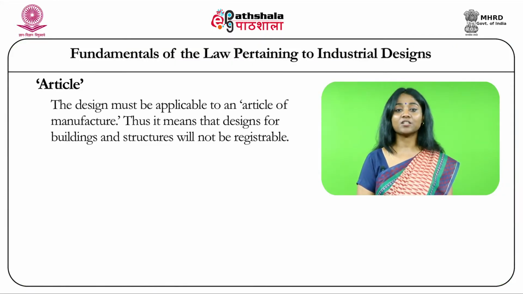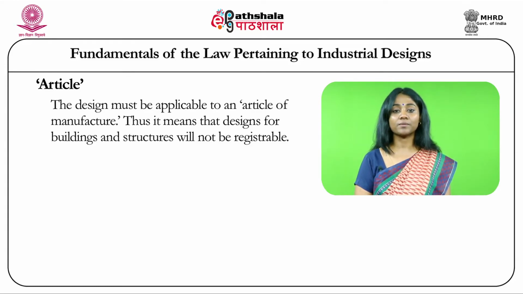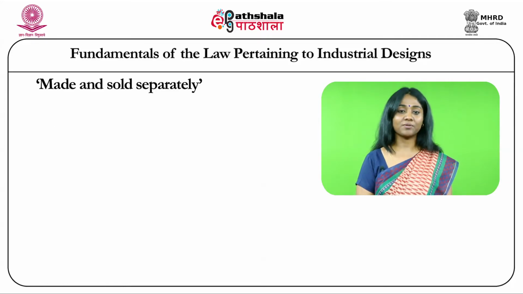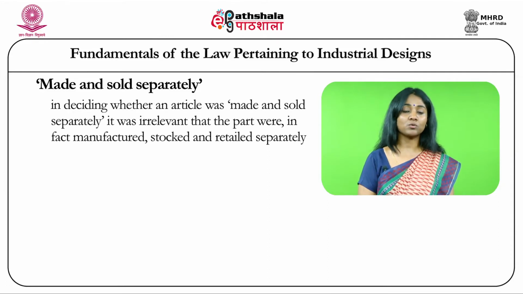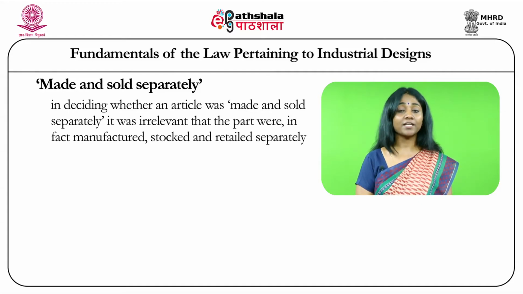Let's begin with the term article. The design must be applicable to an article of manufacture. Thus, it means that designs for buildings and structures will not be registrable. Secondly, made and sold separately. In deciding whether an article was made and sold separately, it has been understood that it is irrelevant that the part were in fact manufactured, stocked and retailed separately. However, what is important is, since the visual effect needs to be applied to an article, this application has to be done in a way which can be removed from the article and is not intrinsic to add a functional value to such an article. And therefore, design goes on to protect only the ornamentation or the visual effect.